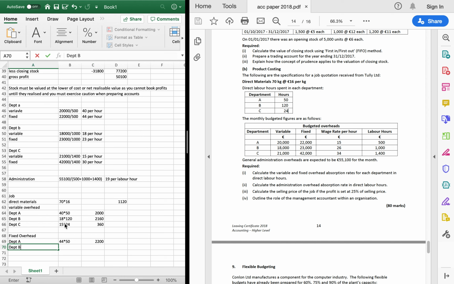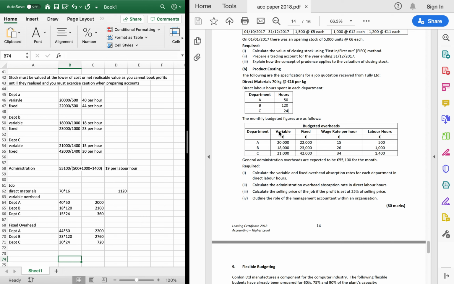Department B, your fixed overhead is 23 per hour. So 23 by the number of hours, which is 120. And for department C, it's 30 an hour. So 30 by 24, which is 720. So that's your variable done, your fixed.